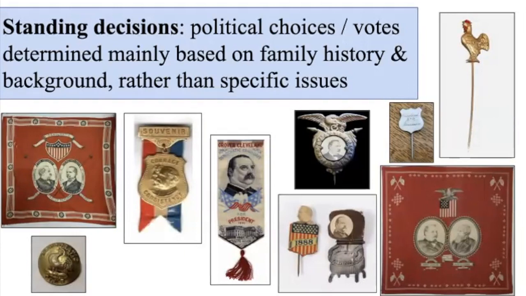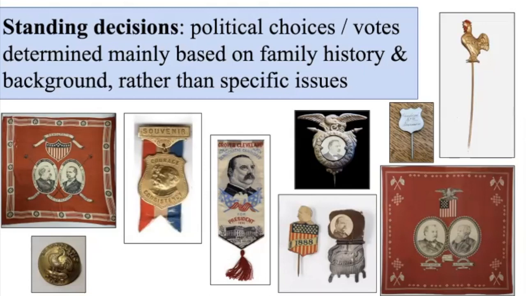political parties functioned mainly by party loyalty. Voters typically made what are called standing decisions, and those are political choices or votes determined mainly based on family history and background rather than on specific issues. The 2 parties, that would be Republican and Democrat, did have overarching positions, but standing decisions tended to assess the value of these by regional history rather than current policies.